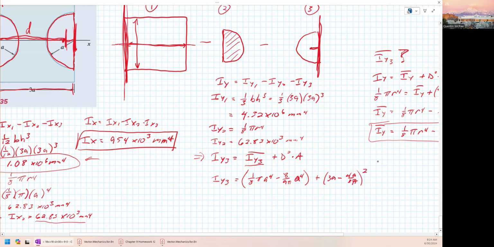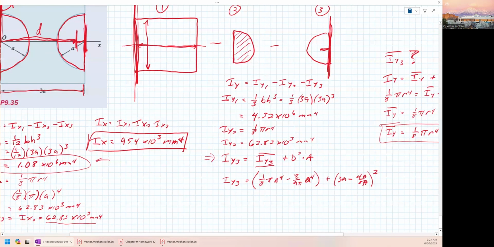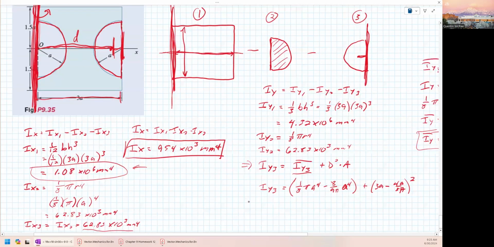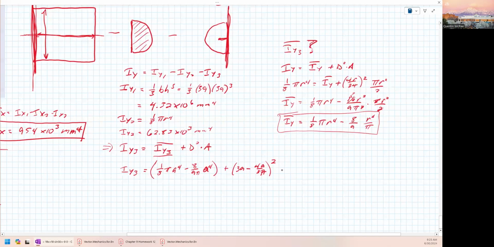And that needs to be squared, right? Because that's the distance, that distance squared. All that times my area, which is again pi a squared over 2. And that is my I3. I mean, it's like the easiest one ever, right? No, it's actually, this is the reason this problem is important.